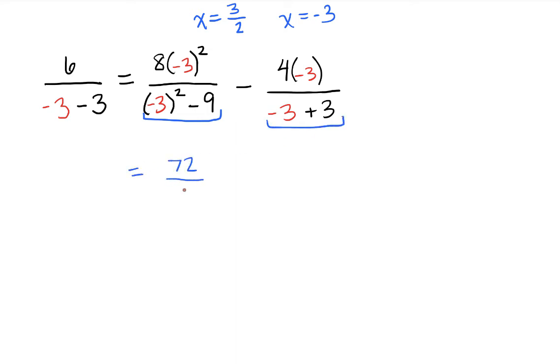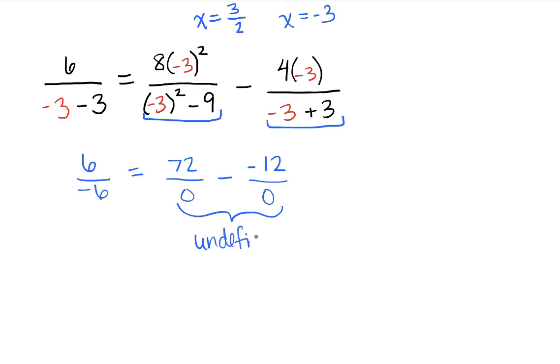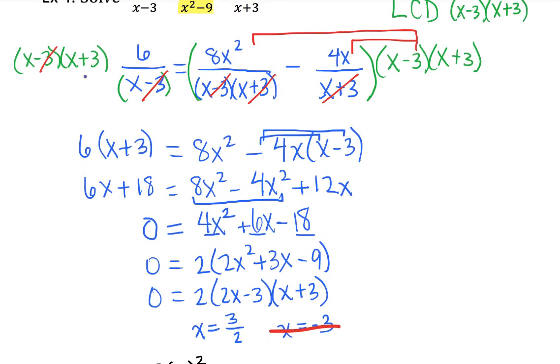Notice negative 3 squared minus 9 is 0, and negative 3 plus 3 is 0. So on the right side of the equation, we have two undefined expressions here. Since these are undefined, there's no way that this makes a true equation, which means that x equals negative 3 cannot be an acceptable solution. So x equals 3/2 would be our only solution in this case.